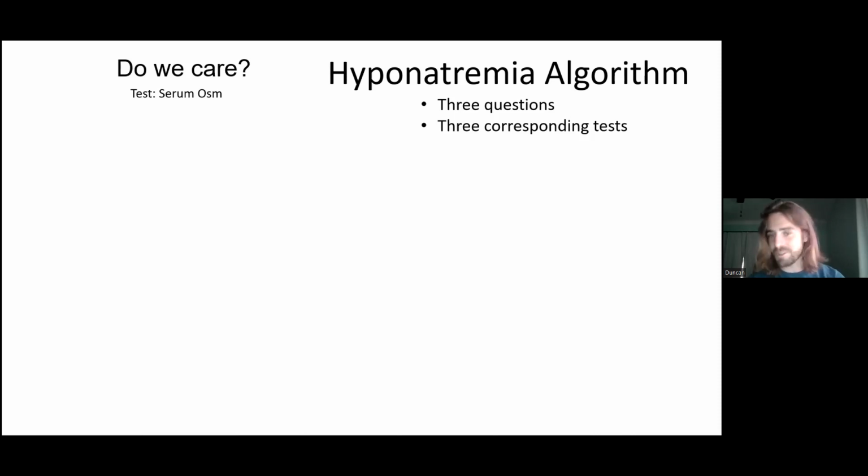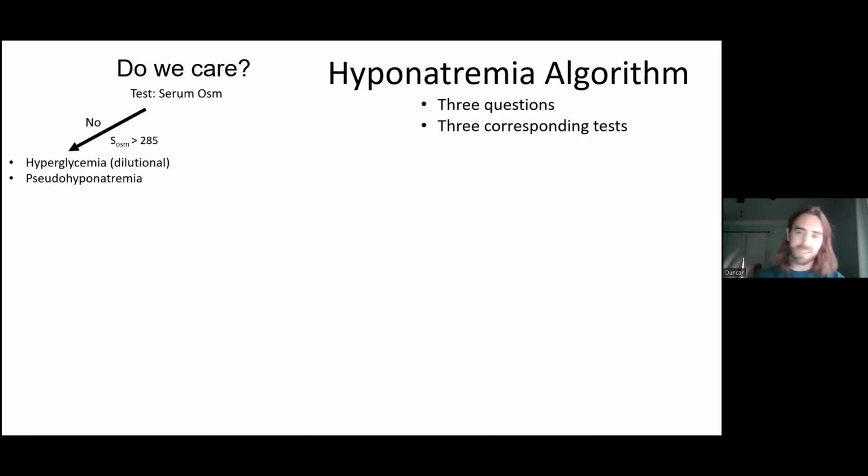Because we should actually be testing the serum osms and see if we're truly reflecting low serum tonicity. So we always should get a serum osms. And the first category is that a lot of the time, a low serum sodium on a BMP doesn't actually reflect low serum tonicity. And the classic one that we see all the time is hyperglycemia.